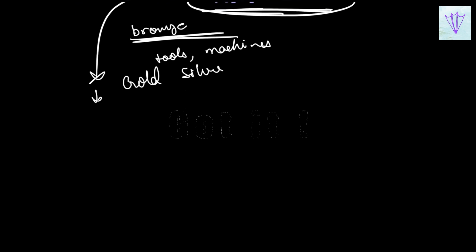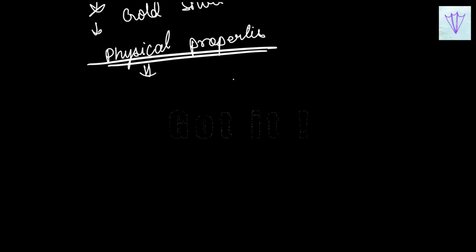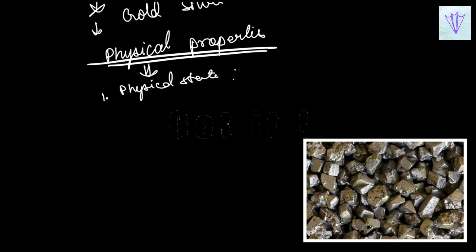The metals can be distinguished from non-metals on the basis of their physical and chemical properties. So now we will study their physical properties. These are the visual properties which are helpful in the recognition of metals. The first one is the physical state. Most of the metals are solid at room temperature.